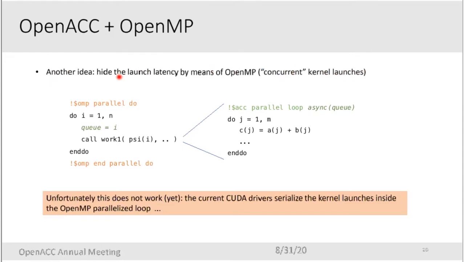Well, this problem that we have with small workloads, we have another idea how to get around that, and that would be to hide the launch latency by means of OpenMP, basically to use OpenMP to get something like concurrent kernel launches, and that is sketched here. So this loop over this batch of orbitals becomes an OMP parallel loop, and then the hope is that submitting these kernels into the queues would happen in parallel.